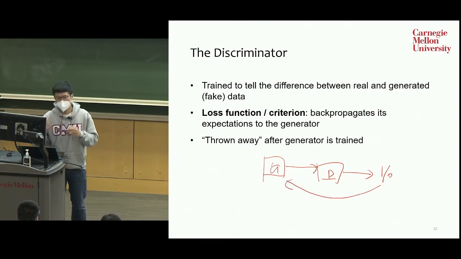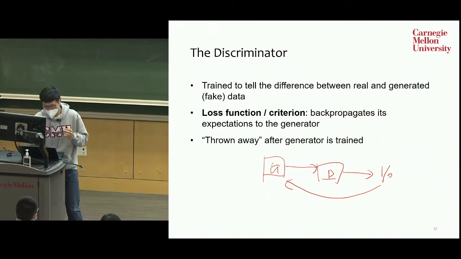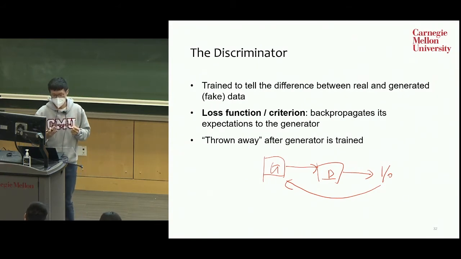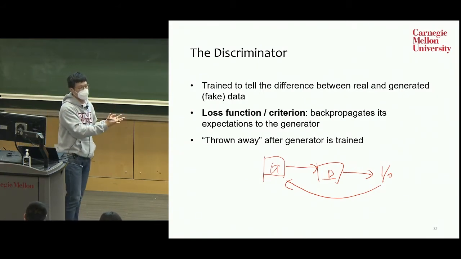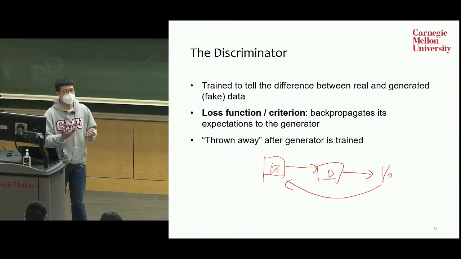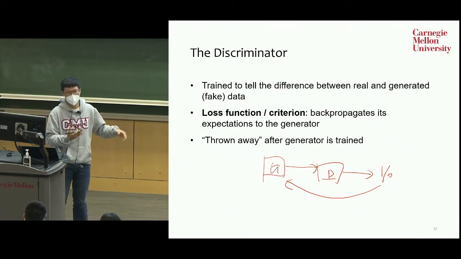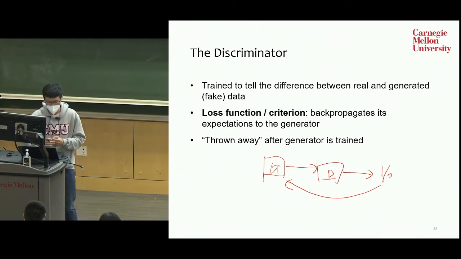So that's why the discriminator can be thought of as a loss function for the generator. And it's effectively thrown away after the generator is trained. So in face generation, once you train the generator, you simply generate a random latent vector, and the generator will produce an image. You don't need the discriminator anymore.